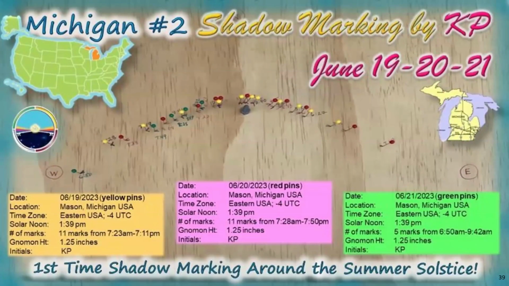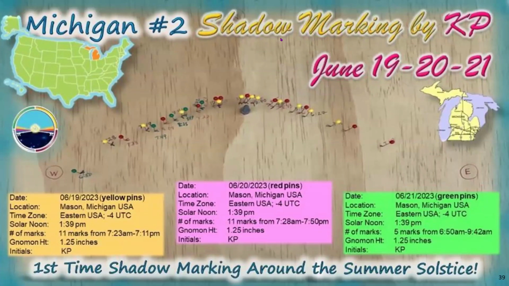Okay, we're back to Michigan. Kim, this is your marking. And Kim, if you want to open up your mic and just talk to us, because you've got 3 days here. While you're opening your mic, you just let me know when you're here. She's got June the 19th is her yellow, right? And then June the 20th is red or pink, and June the 21st is green.